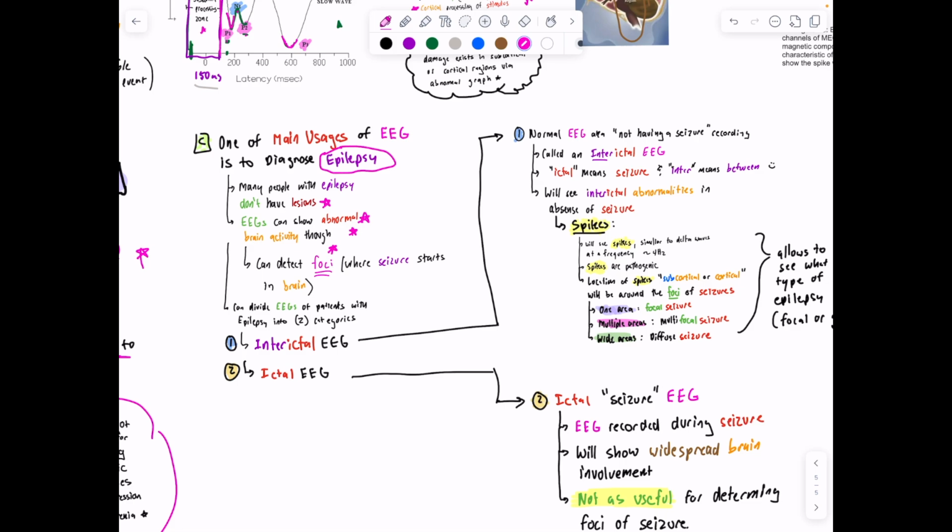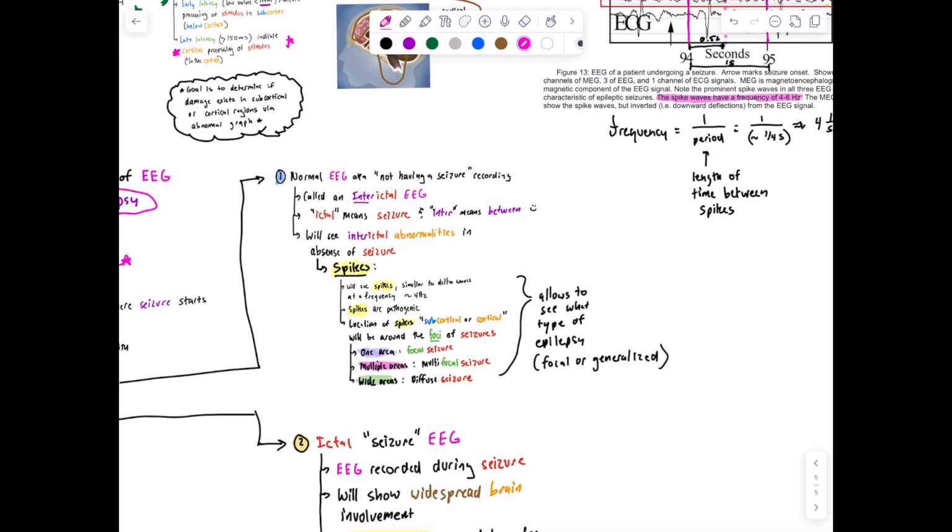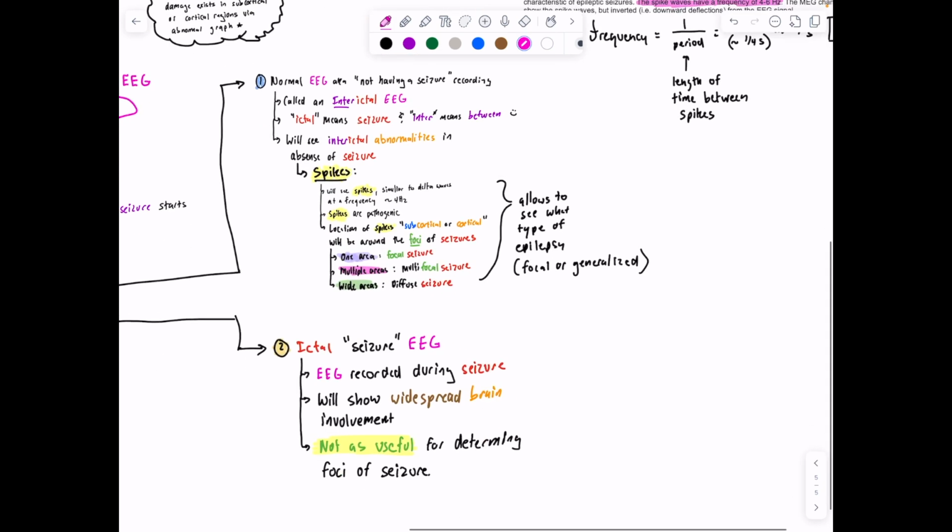And so you can divide basically how you read the EEGs of patients with epilepsy into two categories. There's interictal, and ictal right here is the important part. Ictal means seizure. And then the other category of EEG readings are ictal EEGs. All right, so basically not having a seizure EEG and then recording while you're having a seizure EEG. All right, maybe somewhat surprisingly, it's the normal interictal EEGs that are actually useful. The ictal EEGs are not super useful.